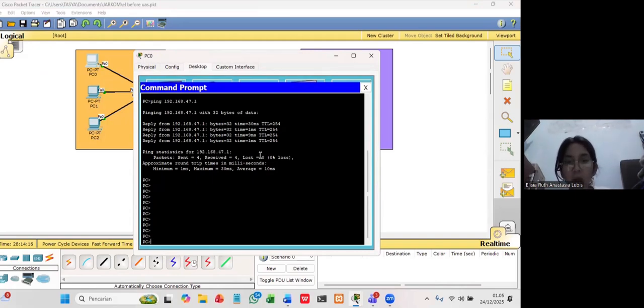In conclusion, this practicum demonstrates that using VLSM allows efficient IP address allocation, reduces wasted IP addresses, and ensures full connectivity between all network segments. All objectives of the practicum have been successfully achieved.